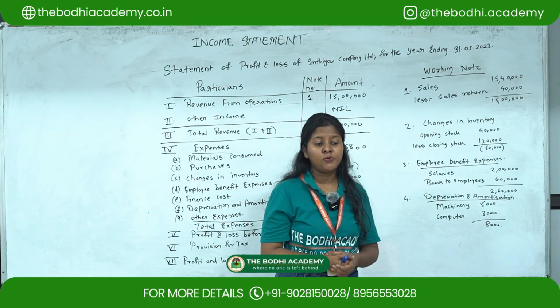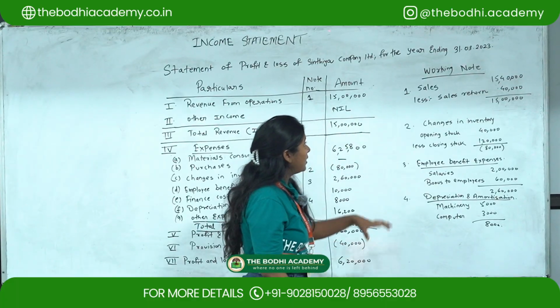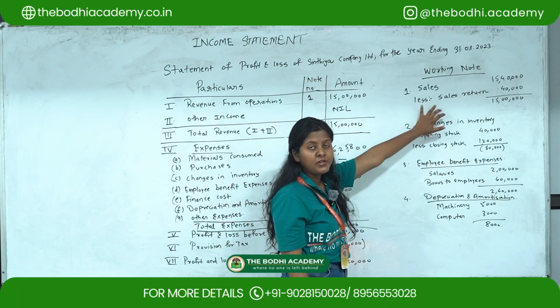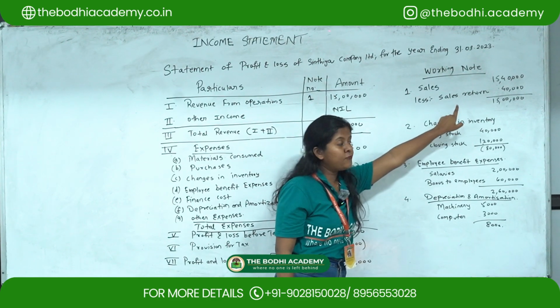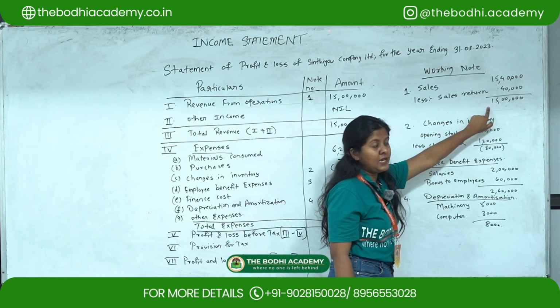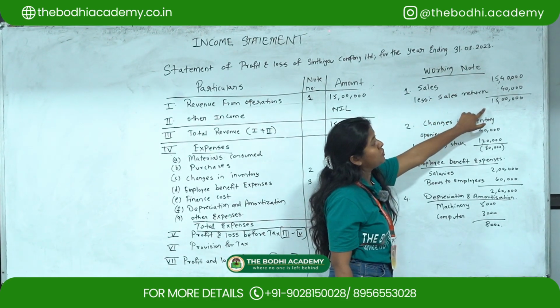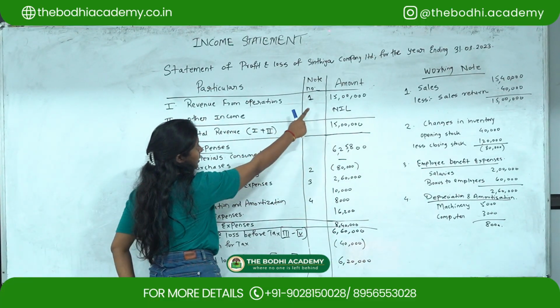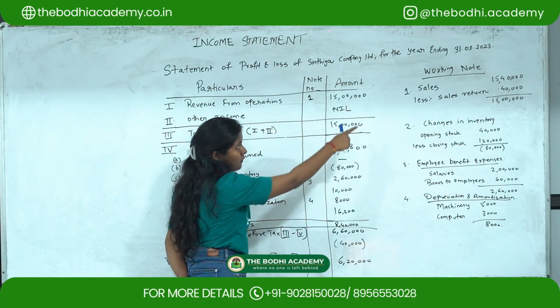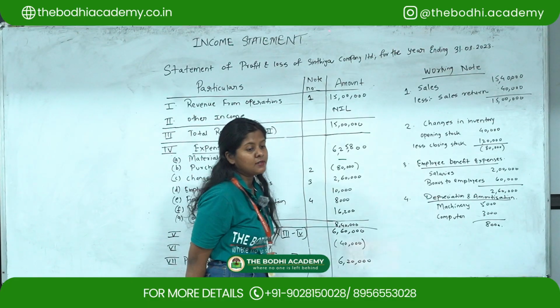Sales return you have to minus from sales. So here sales is given as 15,40,000. You have to minus sales return from that. So the first working note is sales, that is revenue from operation, which is 15 lakhs. Okay, so revenue from operation, working note number 1, 15 lakhs. How you got it? Sales minus sales return.